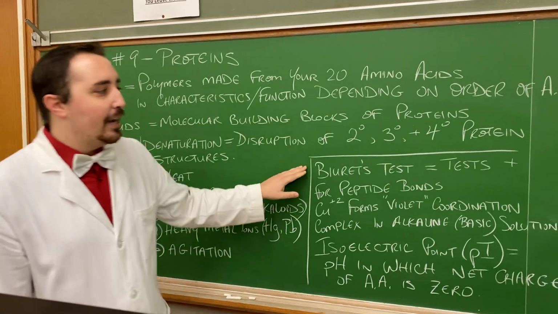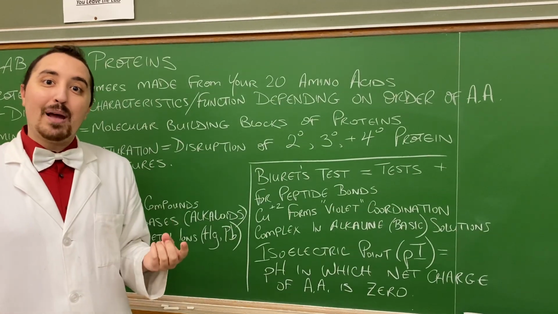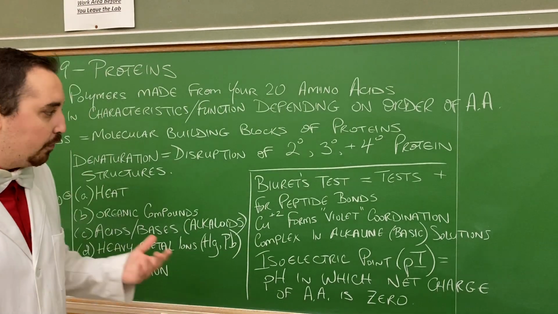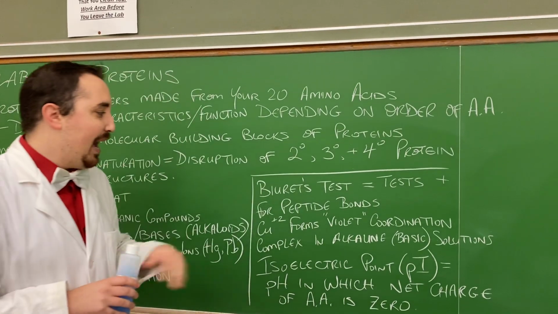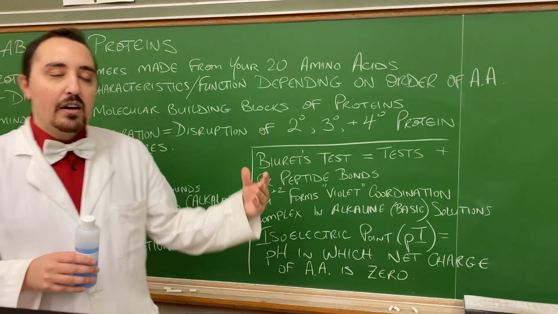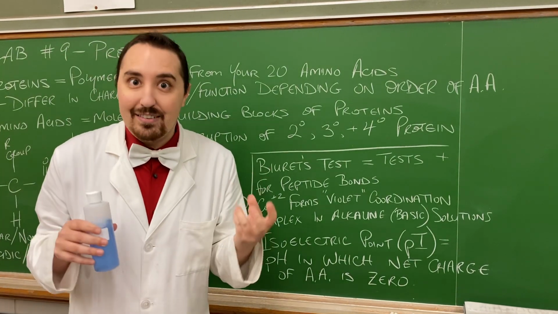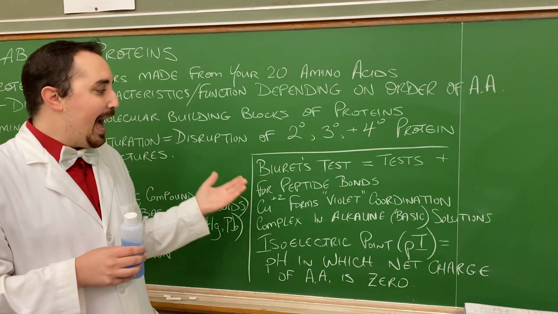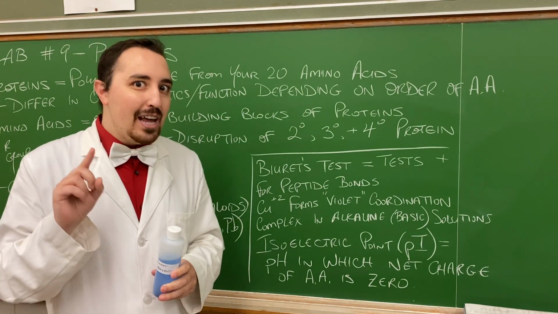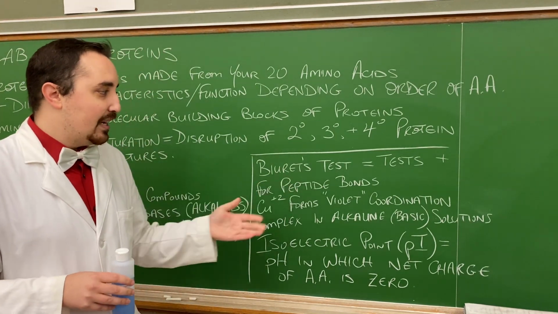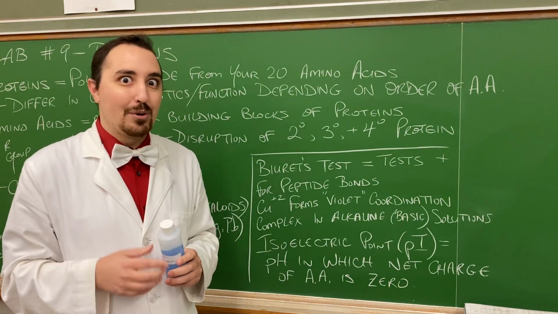Then what we're going to do is the Biuret test. Biuret test will test positive for peptide bonds. What's in the Biuret test? First of all, it will be a blue color to start, right? Basically, we have copper-2 ions that will form violet coordination complexes in alkaline or basic solutions. So if we have peptide bonds, or maybe those are in proteins, the Biuret test will test positive. It'll turn a really nice violet purple color. I'm looking forward to that.